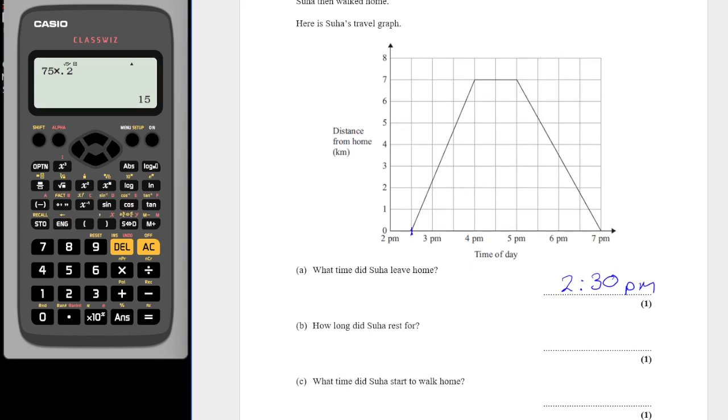Part B, how long did Sahar rest for? So we're going from there to there. So they've rested from 4 p.m. till 5 p.m. So that's going to be 5 minus 4, so 1 hour. What time did Sahar start to walk home? So she started to walk home at 5 p.m.